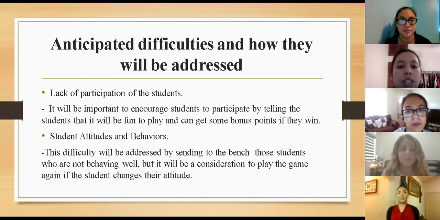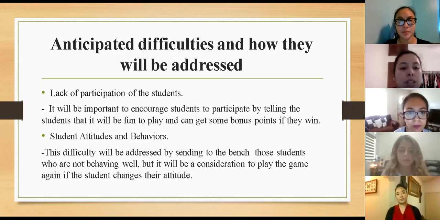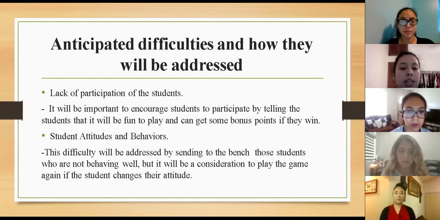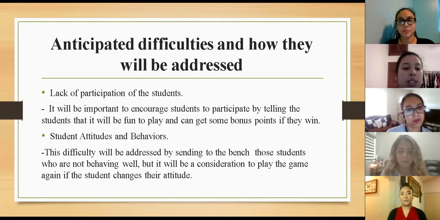Anticipated difficulties and how they will be addressed. The first one is lack of participation of the students. It will be important to encourage students to participate by telling them that it will be fun to play and they can get some bonus points if they win. The second one is student attitudes and behaviors. This difficulty will be addressed by sending to the bench those students who are not behaving well, but it will be a consideration to play the game again if the student changes their attitude.